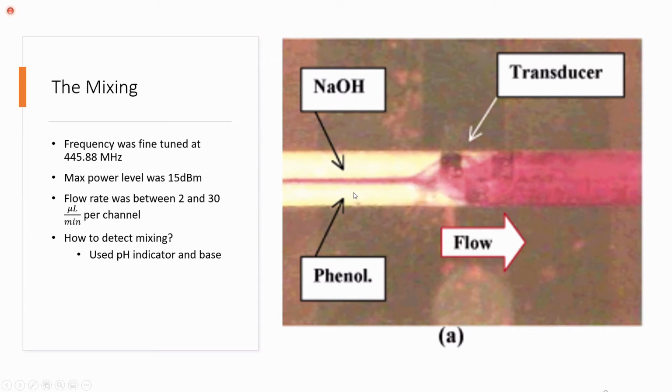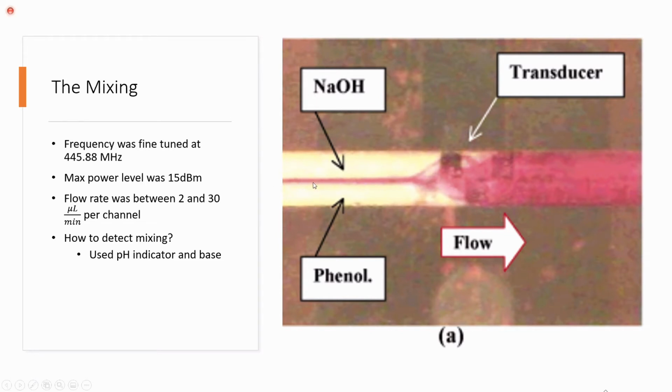And those two both are clear solutions. You can see a little goldish color. However, that's just from the camera. But they're both clear solutions, and once they interact with each other, the pH indicator shows a pink color, as you can see from this interface right here.